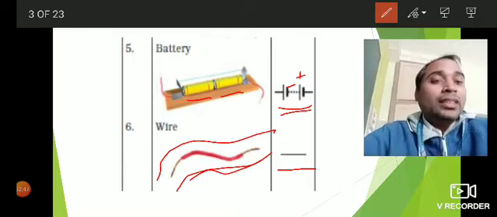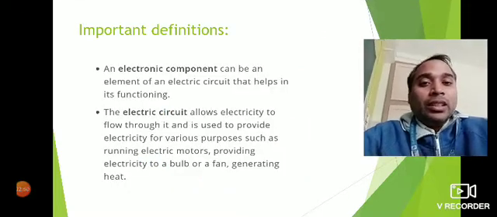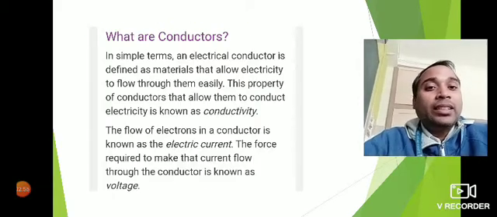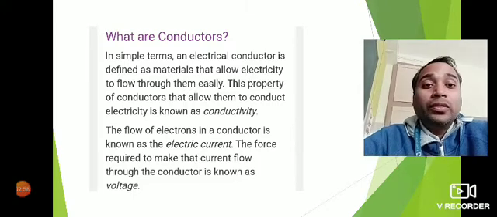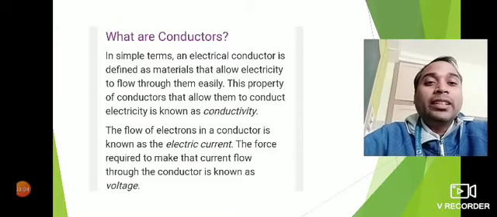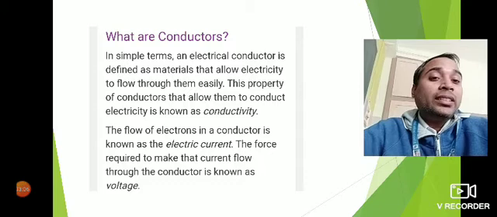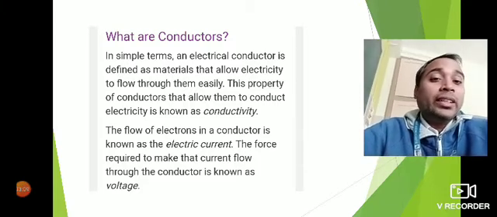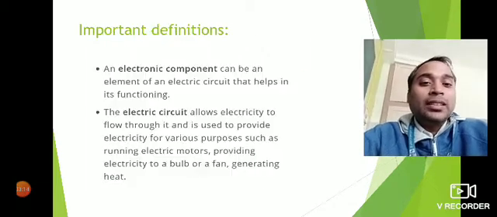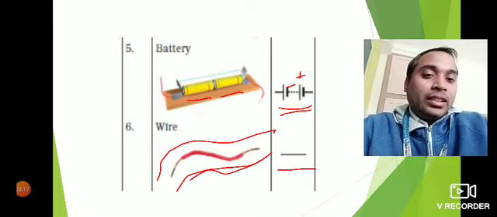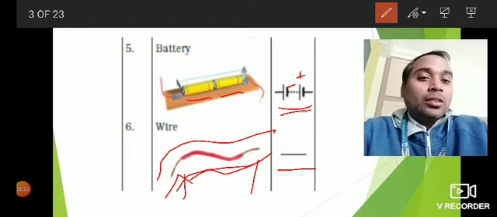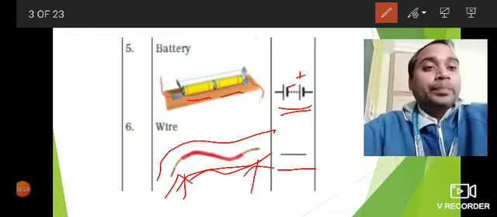So let us understand what conductors are. In simple terms, an electrical conductor is defined as materials that allow electricity to flow through them, and this property of conductors that allows them to conduct electricity is known as conductivity. The wires which are generally used are conductors, and these are actually copper wires, because copper wires are good conductors of electricity.